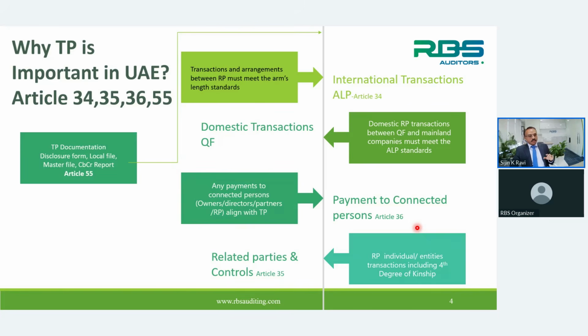If you see the 4 articles, the first article itself, Article 34 onwards, says that TP has been adopted by the UAE as per the OECD TP guideline rules. The OECD TP guideline rules run to about 600 pages. In our corporate tax law, there are only 4 articles, about 4 pages, but the guidelines referred to run to 600 pages.